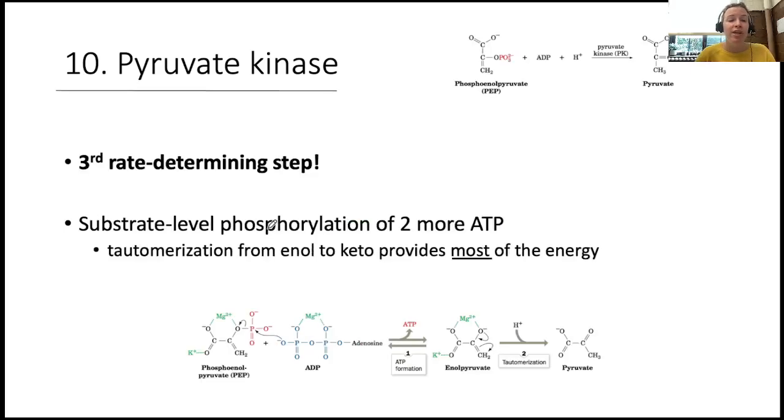Some other notes while we're here on the slide, folks. Look how much charge stability is happening with this enzyme. The enzyme has a magnesium and a potassium here to help stabilize all of the negative charge on the substrates. Cool stuff.